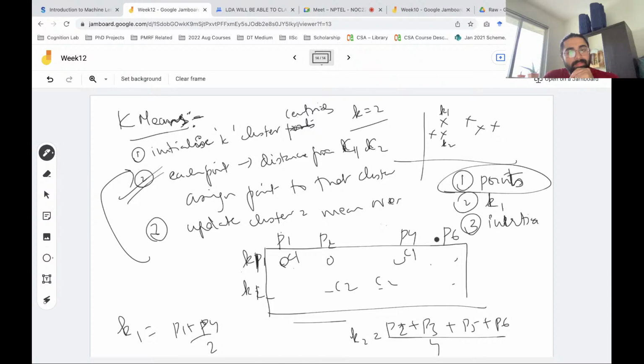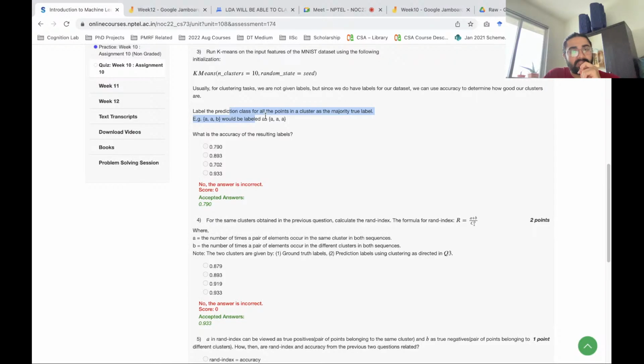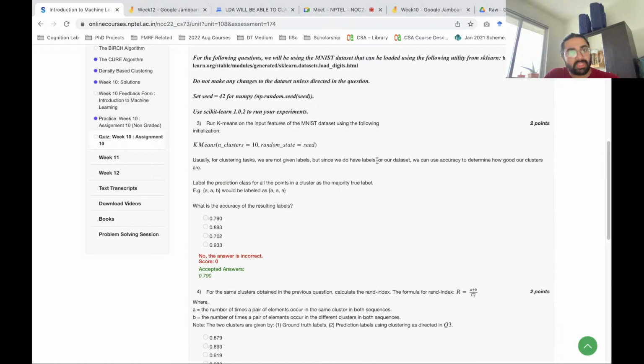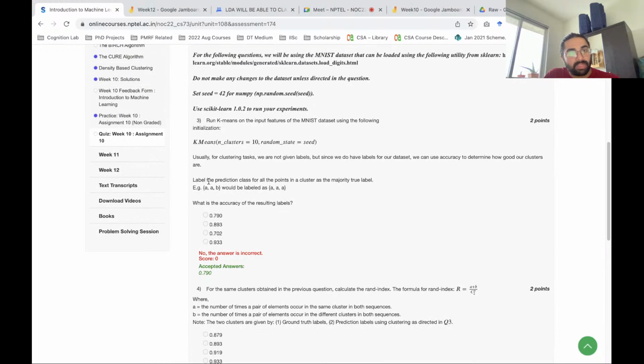Then in question 3, it's asking what is the accuracy of the resulting labels? After we have made clusters, how will we find the accuracy of the resulting labels? That is given in this idea, right? What is the predicted class? We have covered this in week 10 and week 11. You need to go through each of these methods properly, and go through the recordings at least, because we have solved each of these questions in much detail. We also discussed exactly what this label prediction would be and how to compute it.